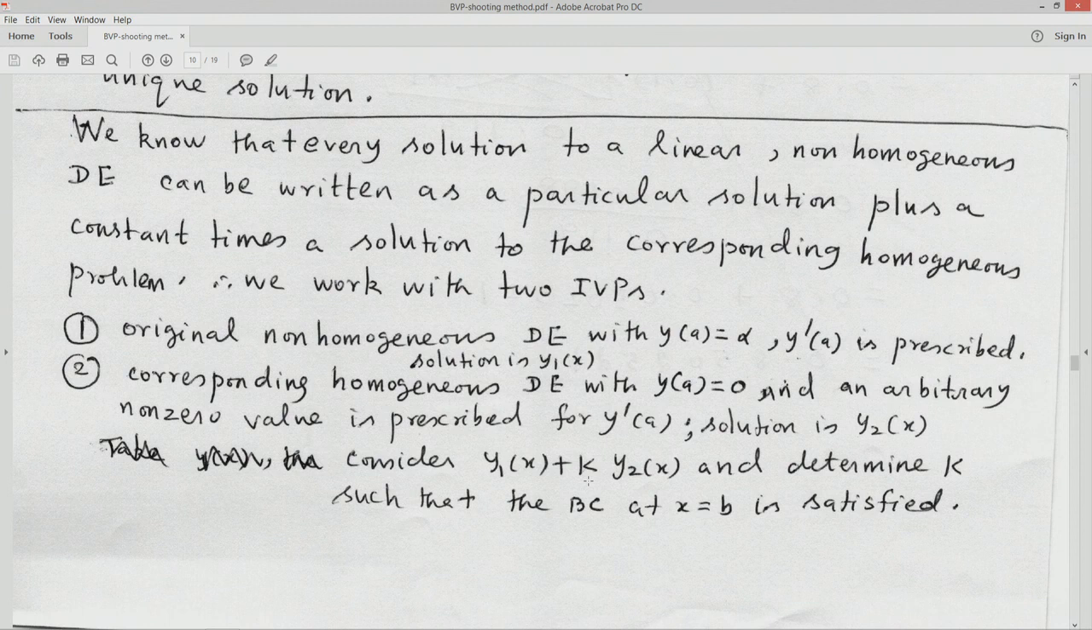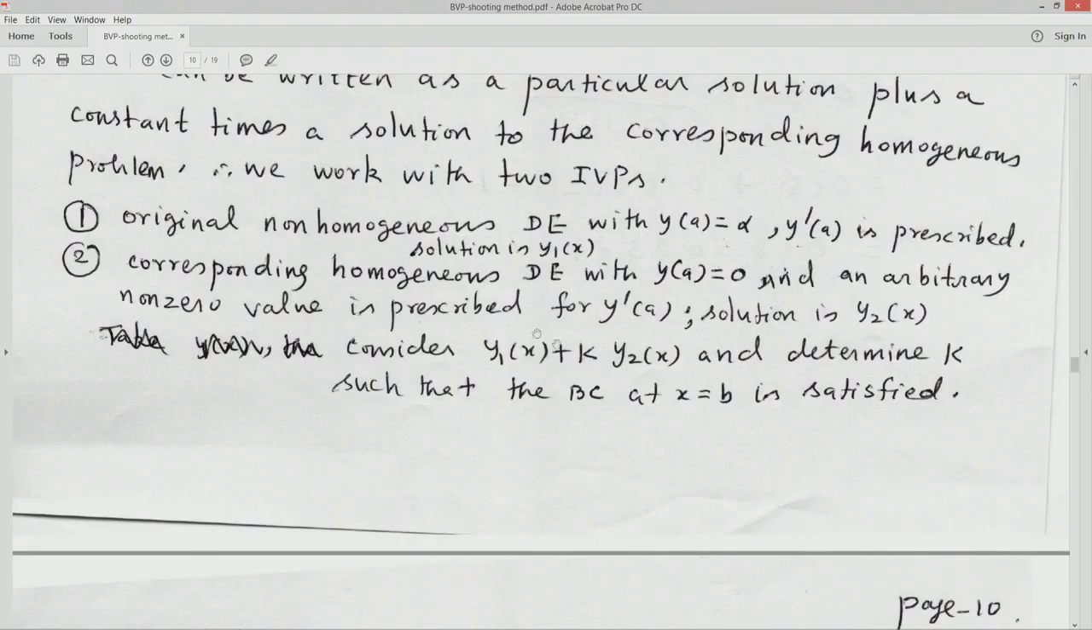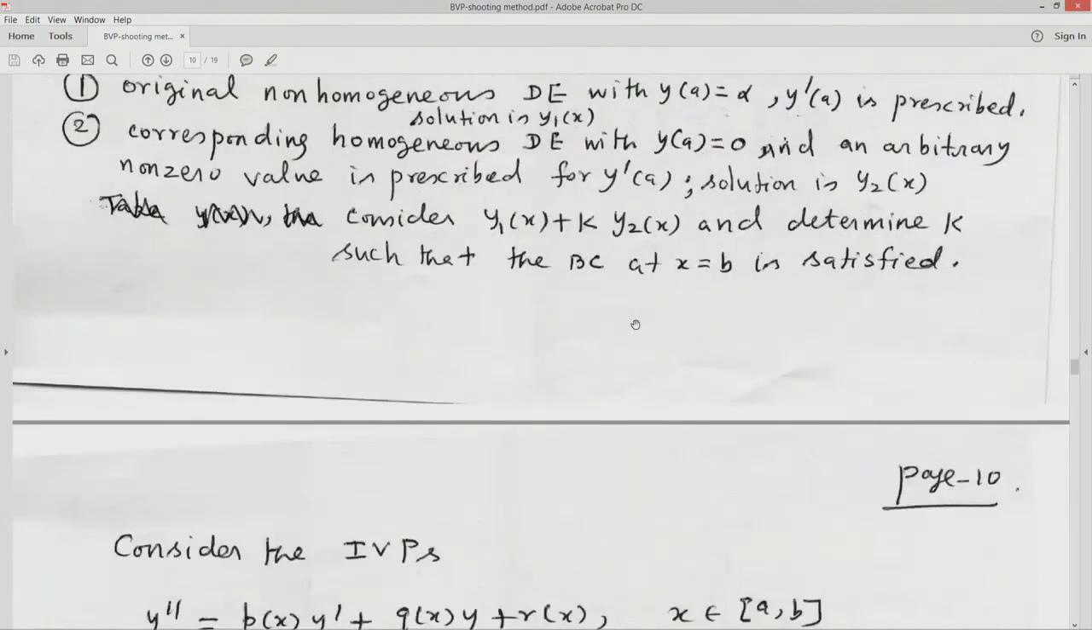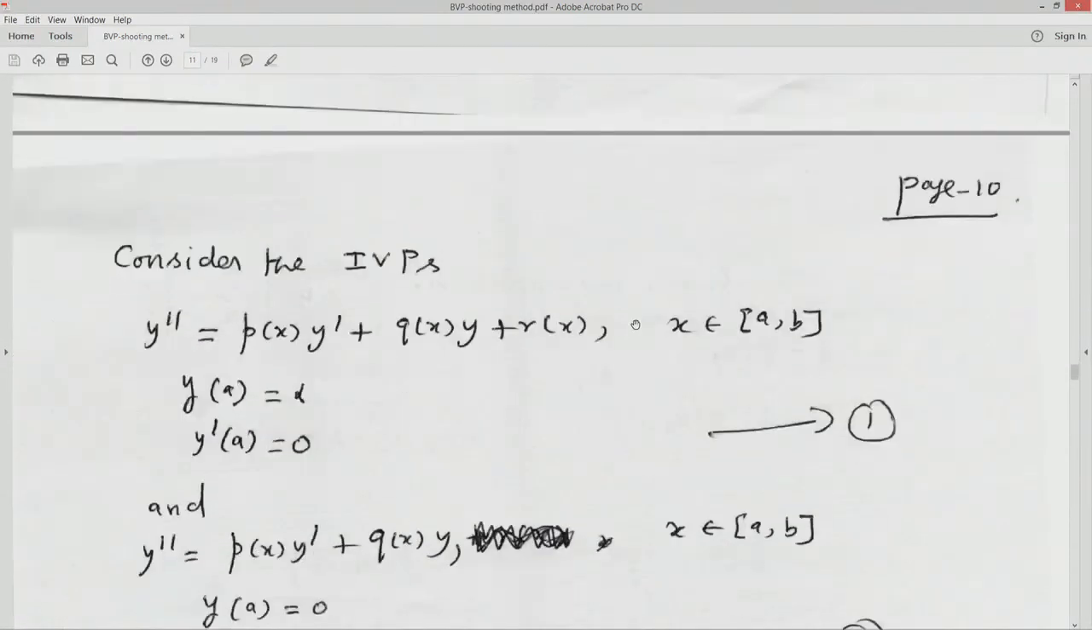boundary value problem. So, this is the procedure that we would like to adopt to obtain the solution of the given boundary value problem, and this technique is what is referred to as the shooting technique. So, let us see whatever that we have described here in the next few slides.